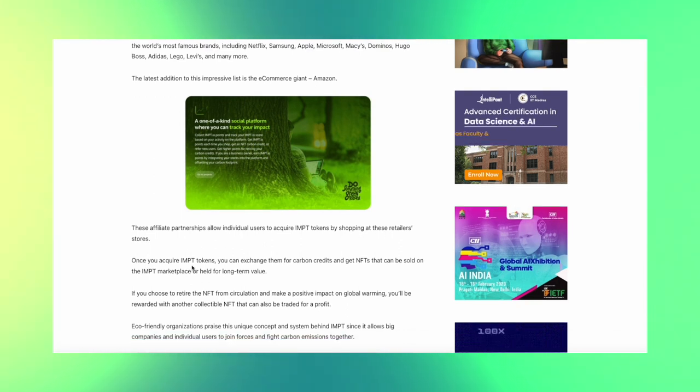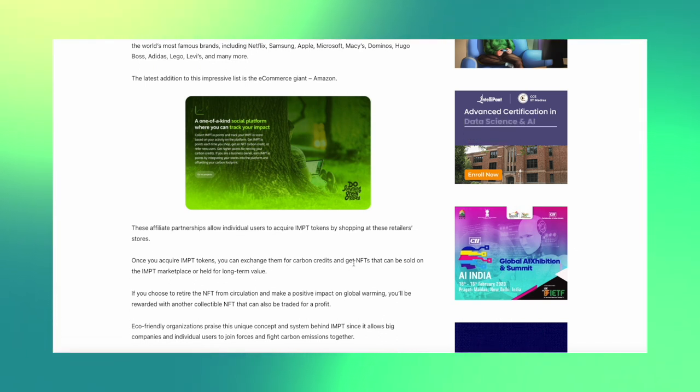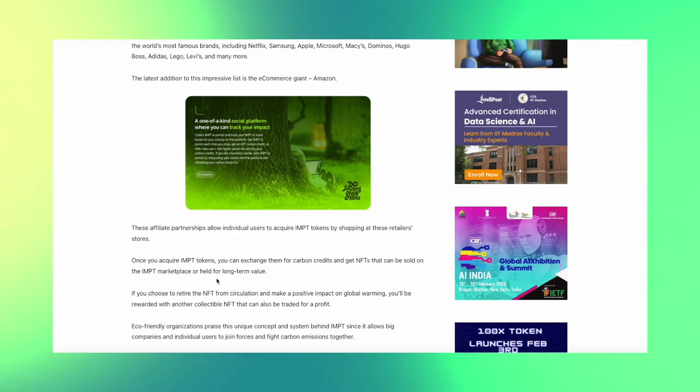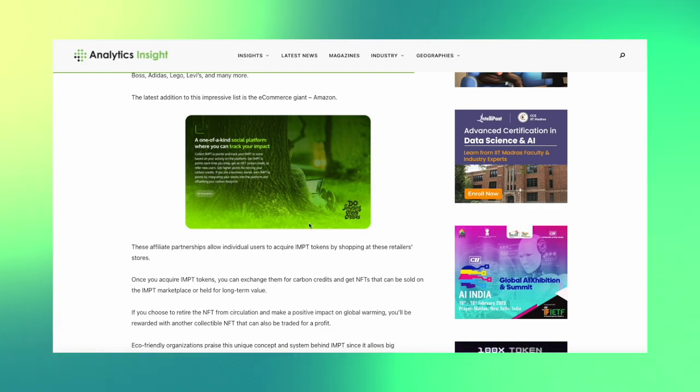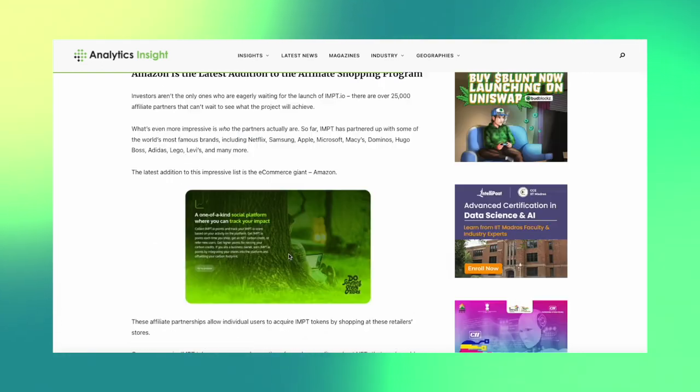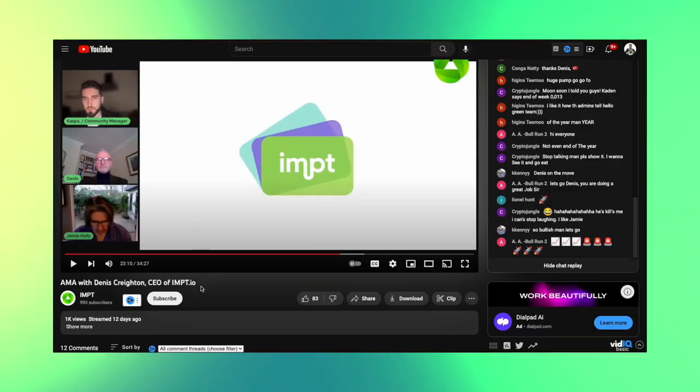Once you acquire IMPT token, you can exchange them for carbon credits and get NFTs that can be sold on the IMPT marketplace or held for long-term value. So again, you get to spend on your favorite brands, on your favorite stores, and you get to earn IMPT token.